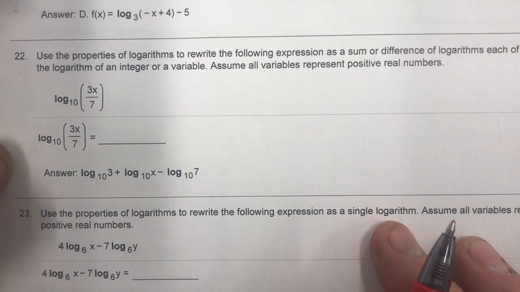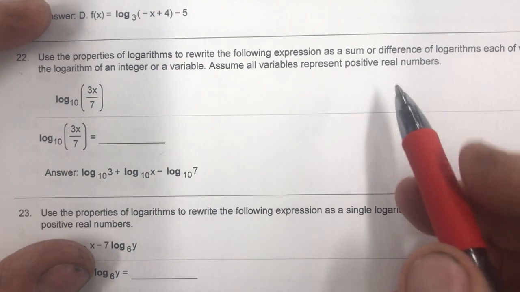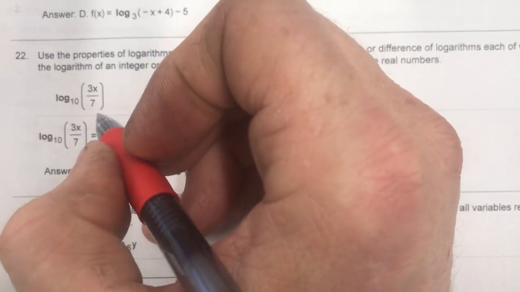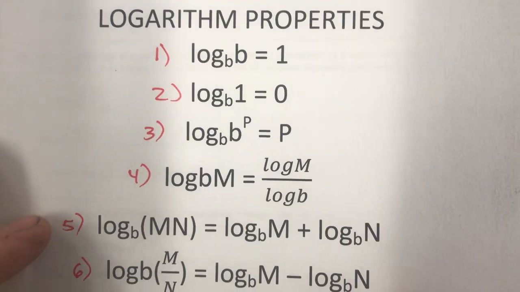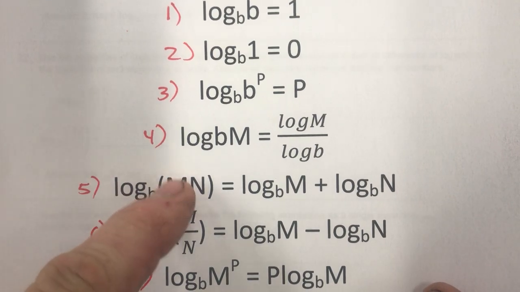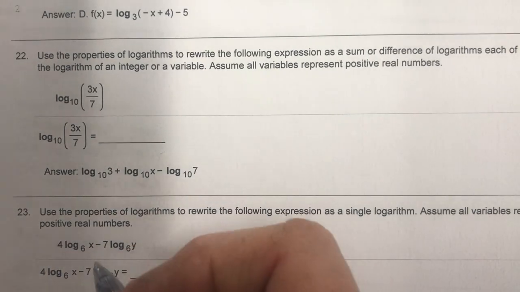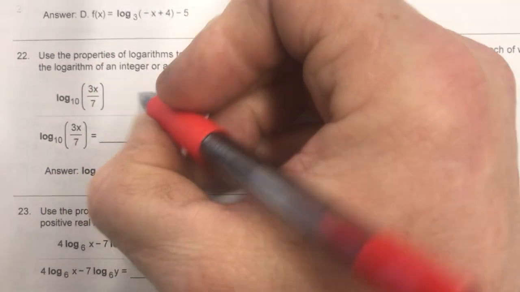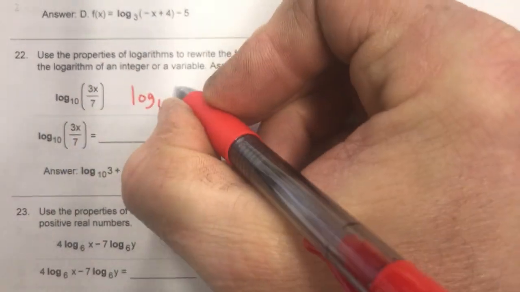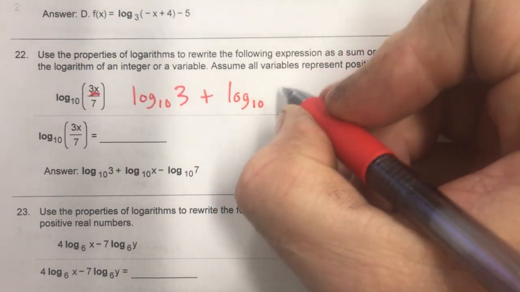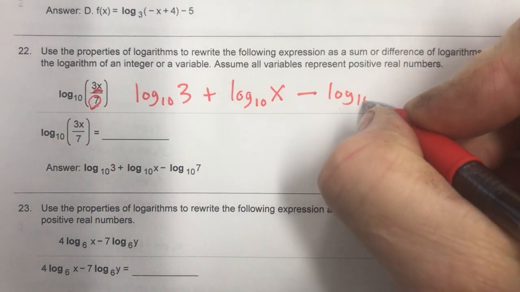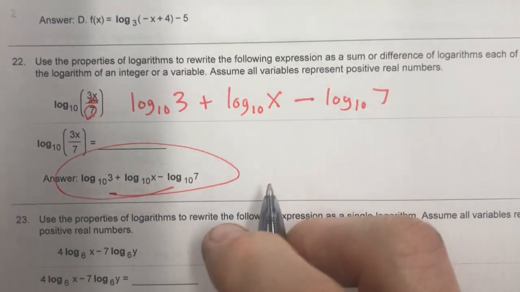Okay, number 22. Okay, so rewrite this. So we're going to use our properties. Again, right here's our properties. And we're mainly going to use these two right here, 5 and 6. Because we got a product and a quotient. So this is going to be log base 10 of the 3 plus, since I'm multiplying these two, log base 10 of x. And then since I'm dividing by that one, I'm going to have minus log base 10 of 7. And you see my answer right there.